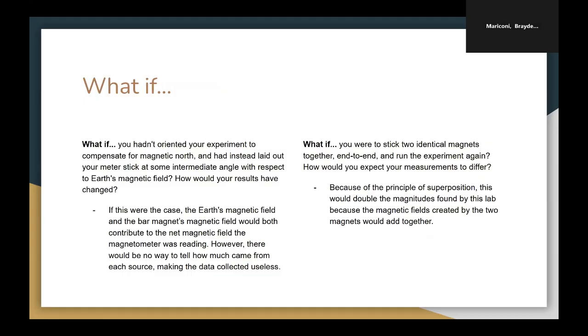So what if we hadn't aligned the experiment with the Earth's magnetic field? Our measurements would have been a combination of Earth's field and the magnet's field. That would make it impossible to separate the two, essentially ruining the data.